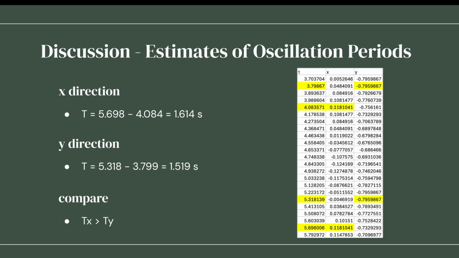The second discussion question had us estimate the oscillation periods from the x position and the y position graph. I first found the x direction oscillation period by finding two peaks and calculating the time difference between the two. This resulted in 1.614 seconds. Doing the same for the y position data resulted in 1.519 seconds. The x position's oscillation period is about 0.1 seconds longer than the y position's, which isn't a very large difference.